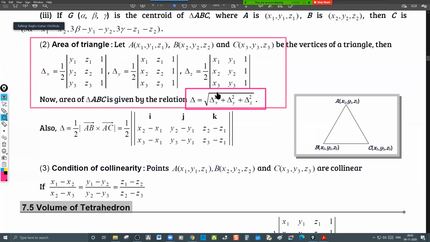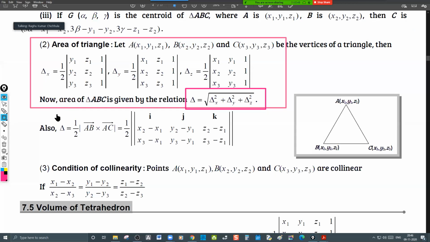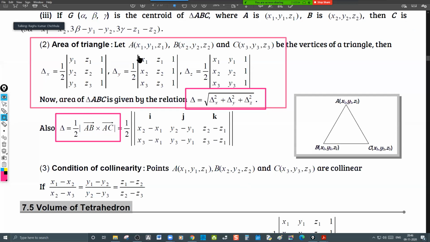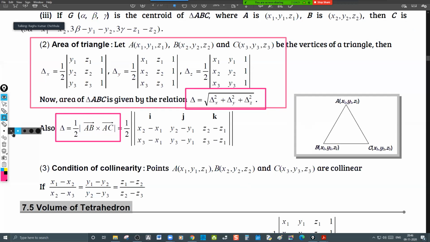You have to square them and add them and find the square root of it to get the area. That much bigger it is in three-dimensional geometry. But I discussed it thoroughly in the previous class and in the vector product. It is very simple in case of vector algebra. It is half modulus of AB bar cross AC bar. Do you remember this, Kaushik? Yes, sir.